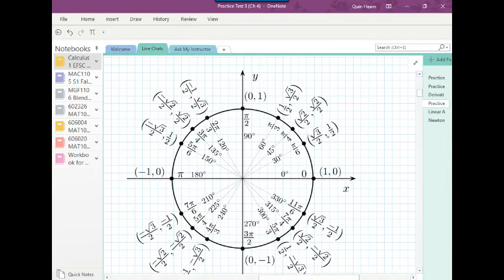Well, the sine, remember, is the y. So here we would have a sine of positive √3/2, and here as well. So the two angles, there's no others because the signs are negative in the third and fourth quadrants. So between 0 and 2 pi, we just have two angles, pi over 3 and 2 pi over 3, that have a sine of √3/2.